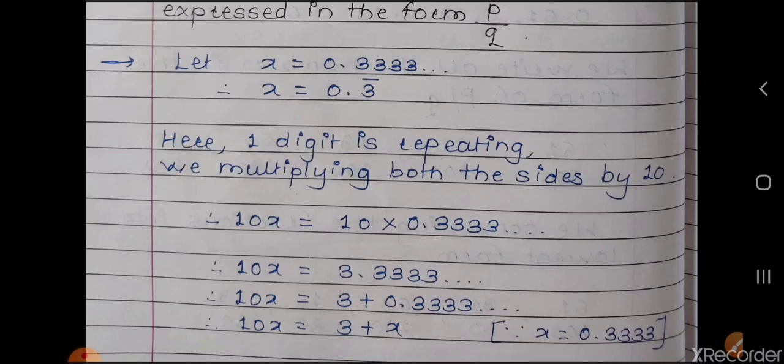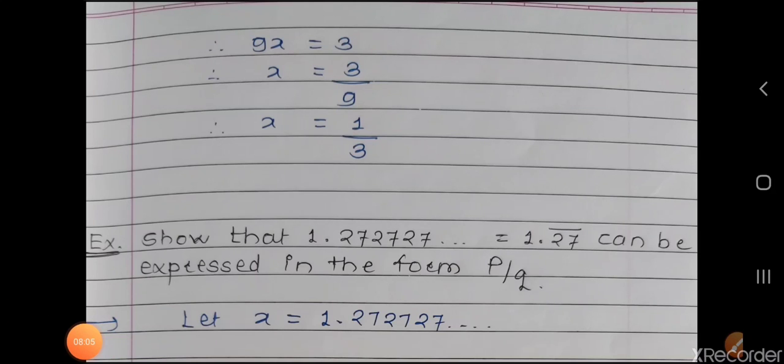So we write this number in the form of 3 plus 0.3, because we have to solve this equation for x. Therefore we get 10x, which is equal to 3 plus x, because x is equal to 0.3333. Therefore 9x is equal to 3, so x is equal to 3 upon 9, therefore x is equal to 1 upon 3. So we express the number 0.3333 in the form of P by Q.